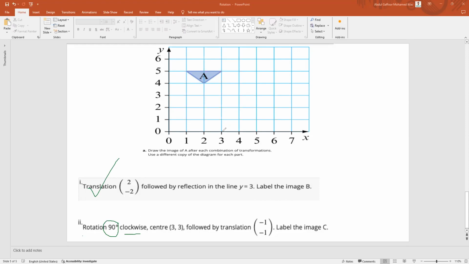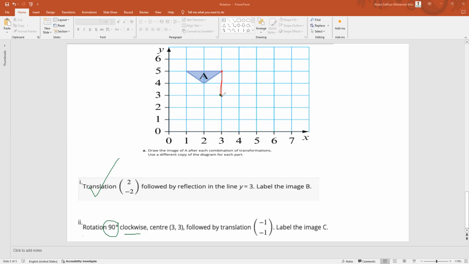So first I have to mark the center of rotation, (3, 3). This is the center of rotation. Now I'm going to consider each and every point. There are 3 points in the triangle, so let me use different colors. I'm going to consider this point first, and I'm going to join these 2 points.